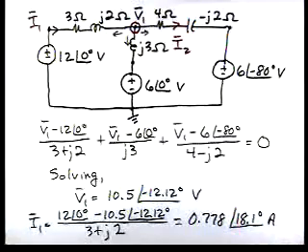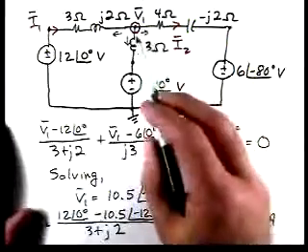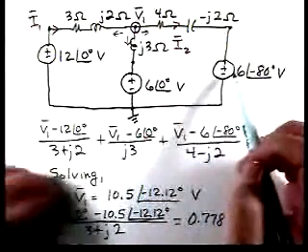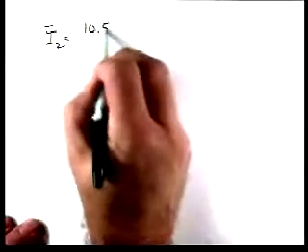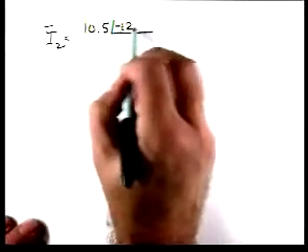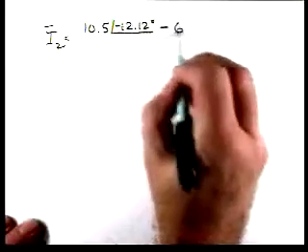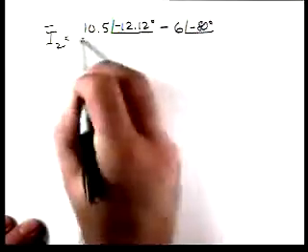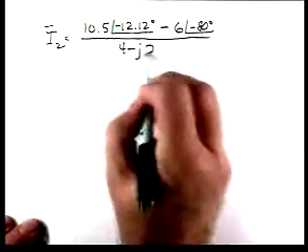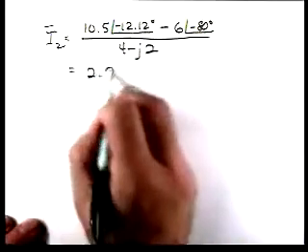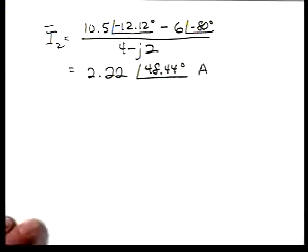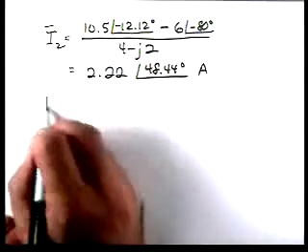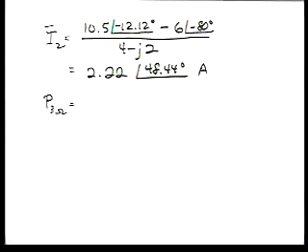And then we can do the same thing for I2. I2 will be V1 minus 6 at an angle of minus 80 over 4 minus j2. So I2 is 10.5 at an angle of minus 12.12 degrees minus 6 at an angle of minus 80, over 4 minus j2, and that's 2.22 at an angle of 48.44. Okay. So now we have the currents for the 2 resistors.